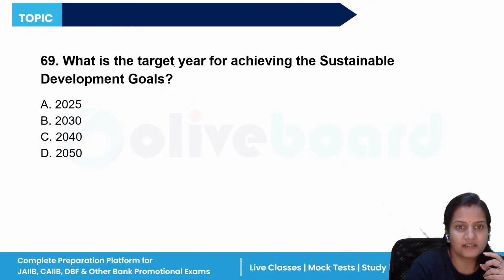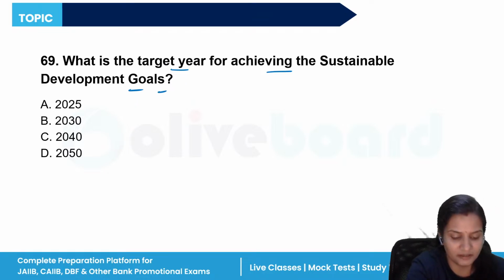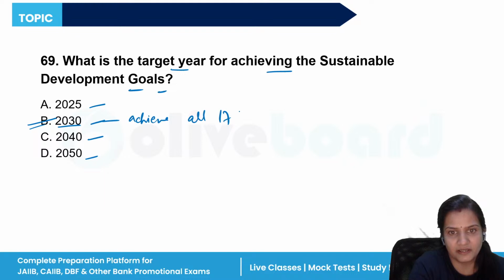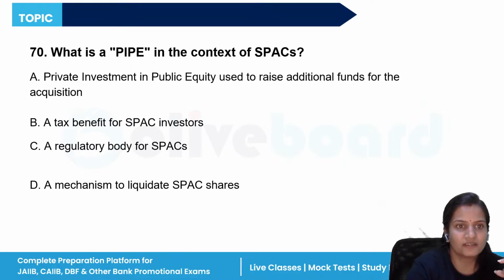Now, what is the target year for achieving the sustainable development goals? Just now we have seen the target year. 2025, 2030, 40 or 50. So it is by 2030 that we have to achieve all 17 goals of the SDGs. Clear?